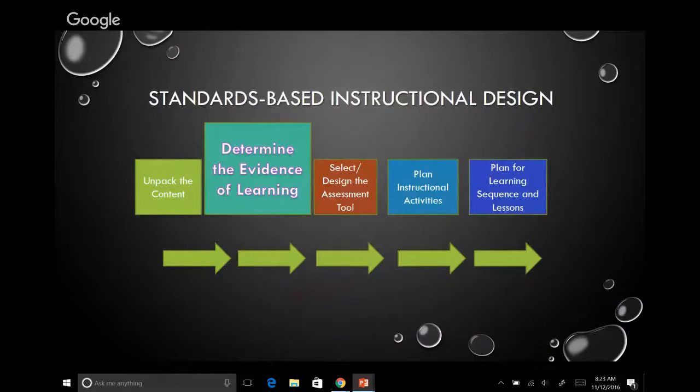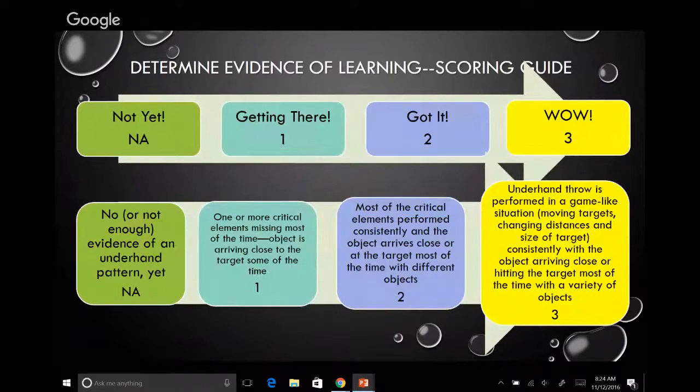So now once we have unpacked that content and we've seen it in perspective, we're going to determine the evidence of the learning. So on the top, you see a proficiency scale of 4 points. So we have not yet, getting there, got it, and wow. Thank you, Sarah Gutierrez-Hartman, for that. I like the simplicity of this. But basically, there's also symbols that are associated with this. So not assessed, 1, 2, and 3.